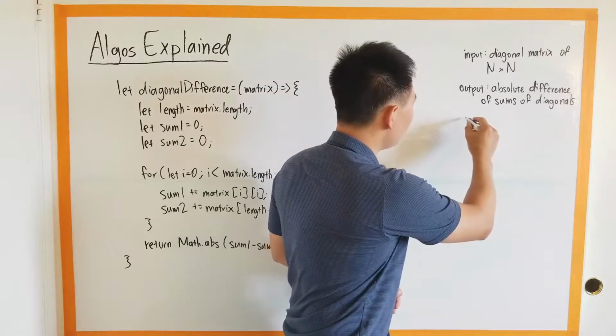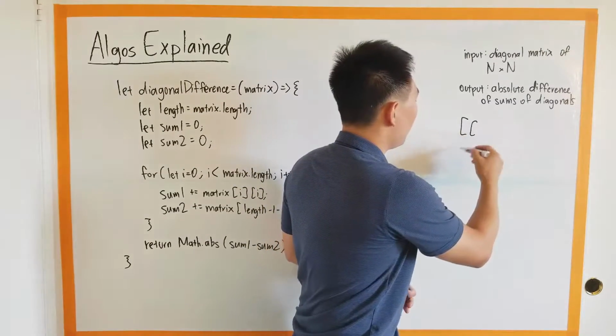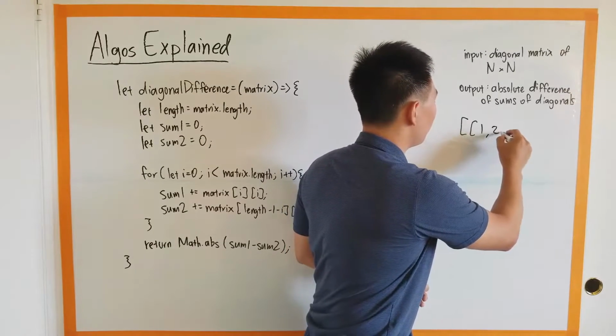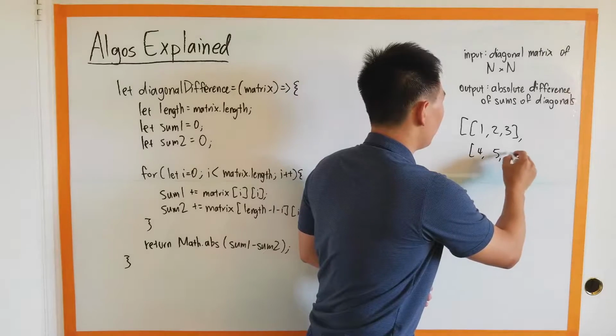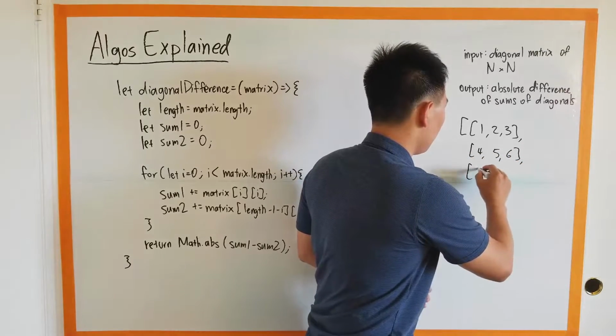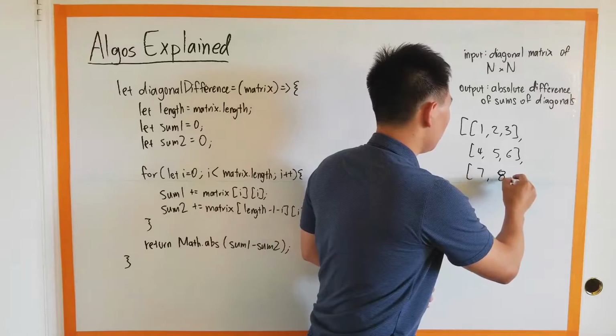So let's just go through a simple example. This is an array, and so this is a 2D array. We're going to have some numbers here, and we're going to work with just some simple numbers. 4, 5, 6, 7, 8, and 9.